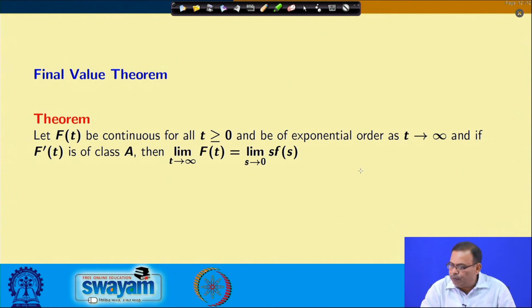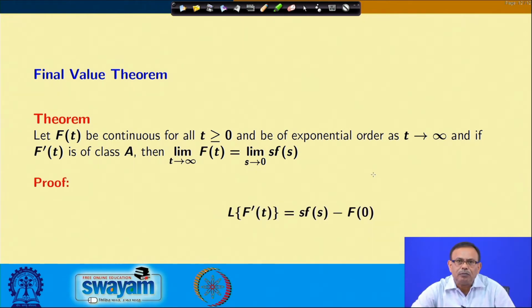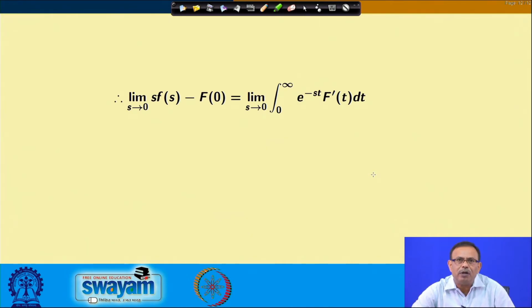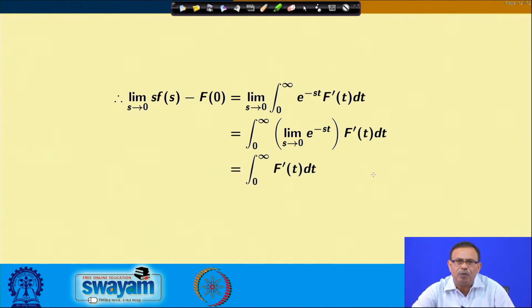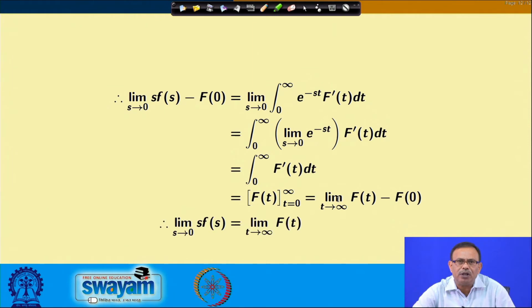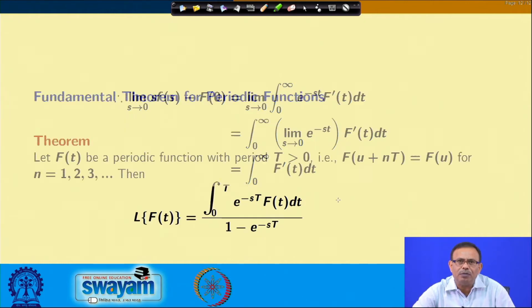So, if we go quickly through this one, we know from here that we are getting the integral from 0 to infinity of e power minus s t f dash t dt equals s F(s) minus f(0). We are now making s approach 0 in this limiting value. We are putting the limit inside the integration without changing the notation. So, that value is 1, you are getting the integral from 0 to infinity of f dash t dt, which is nothing but f(t) from 0 to infinity. If I put the limits, this is the limit as t approaches infinity of f(t) minus f(0). So, f(0) will be cancelled from both sides and you will obtain this. So, this completes the proof of the final value theorem.